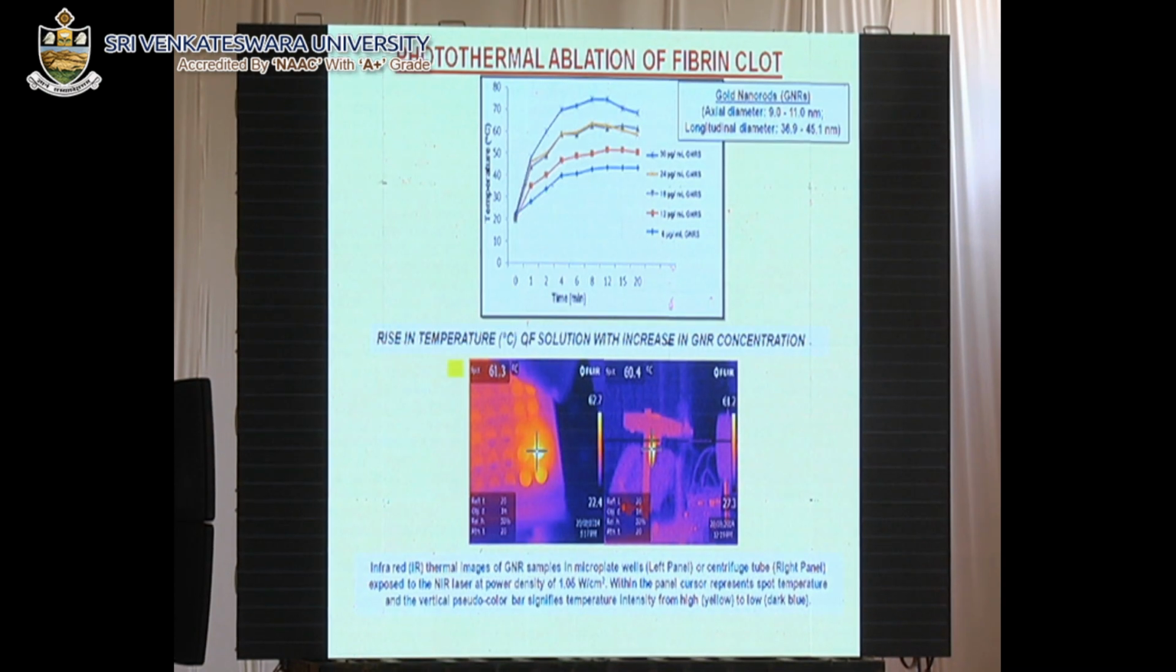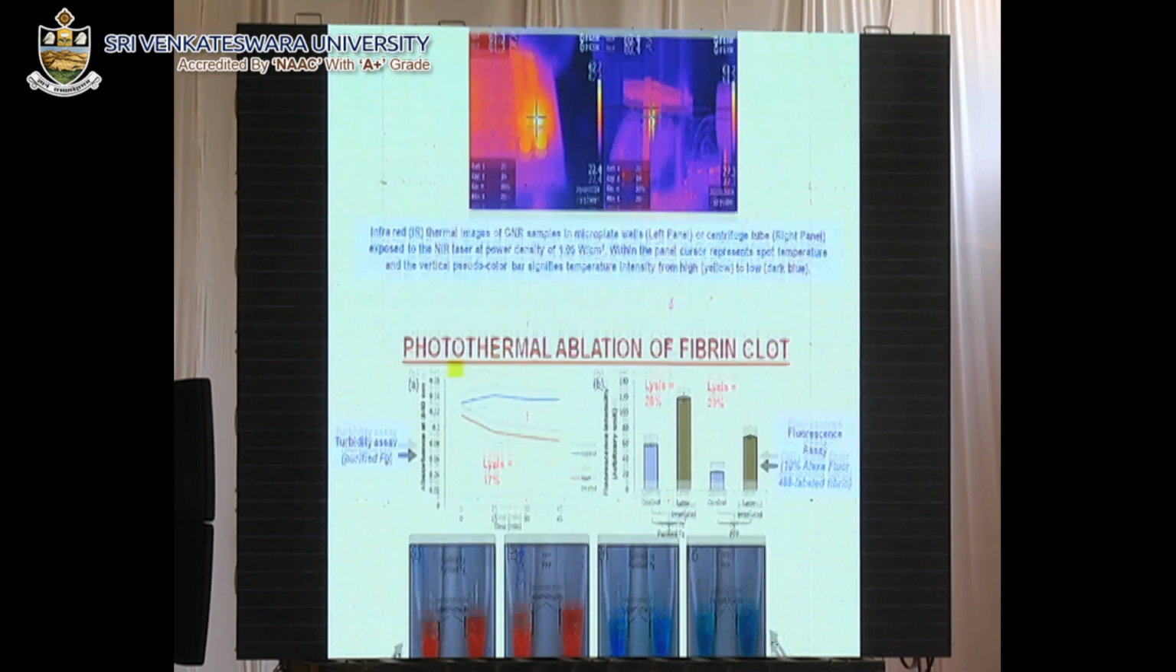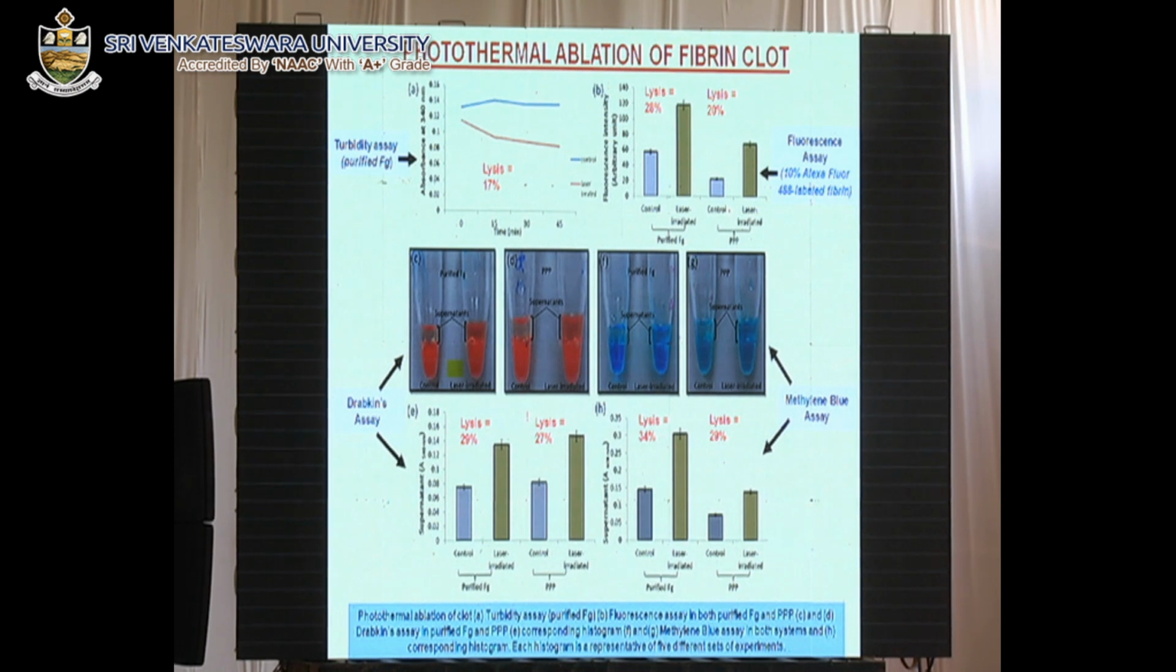How much temperature can it generate? You see, as we increase the concentration of gold nanorods, it can go up to 70 degrees Celsius. It is quite a real heating effect. We did several tests to see that the clot is dissolved.